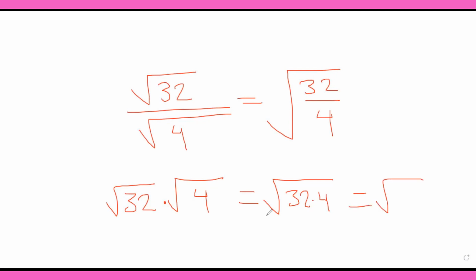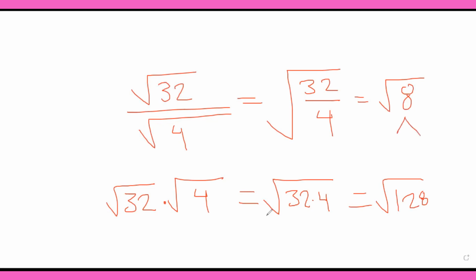And that would be, let's see, what is 32 times 120? 128? Yeah, 128. So in the same way, doing division, I can combine it under one radical, and that would just be the square root of 8, because 32 divided by 4.